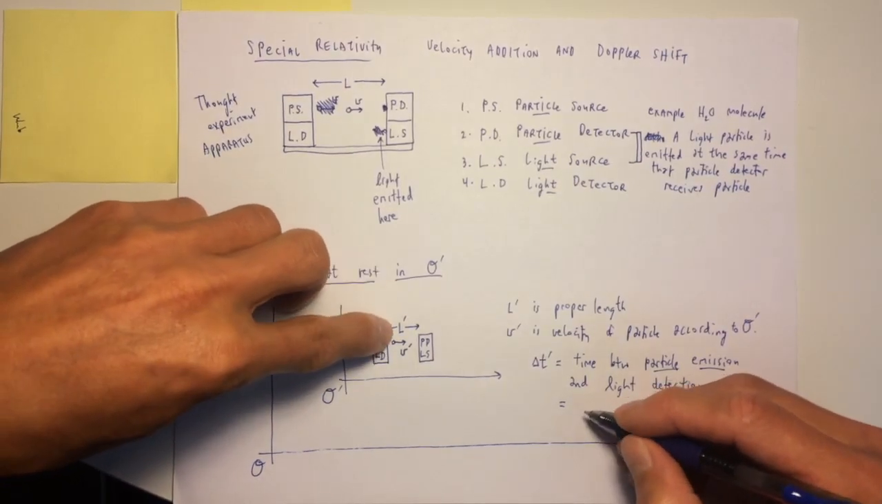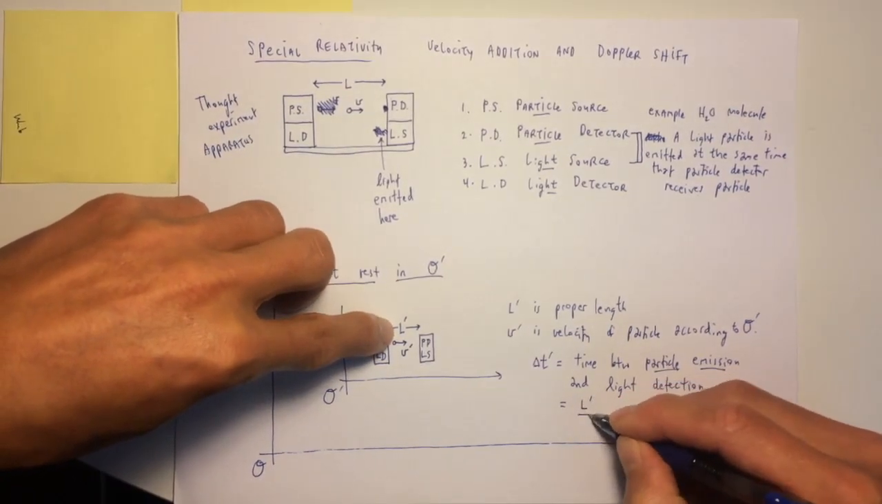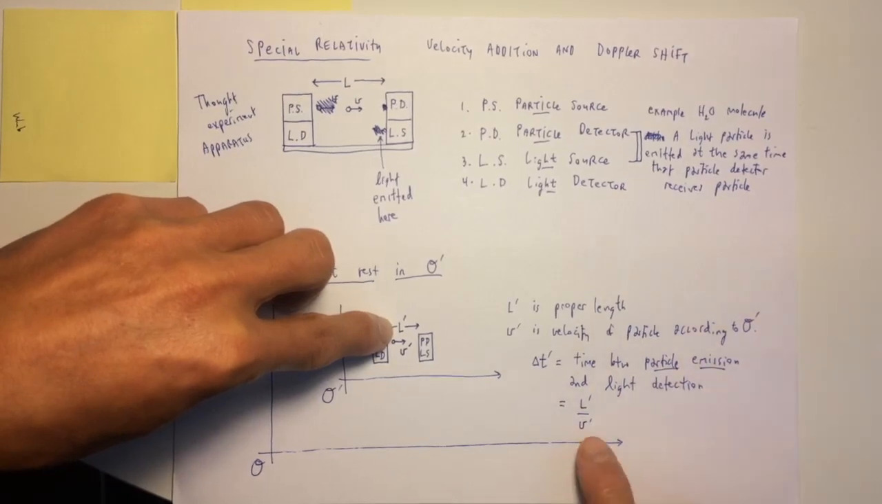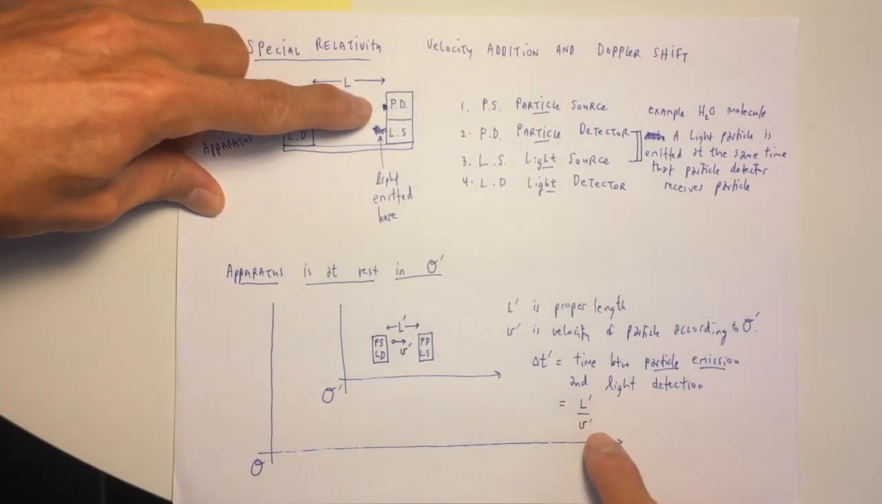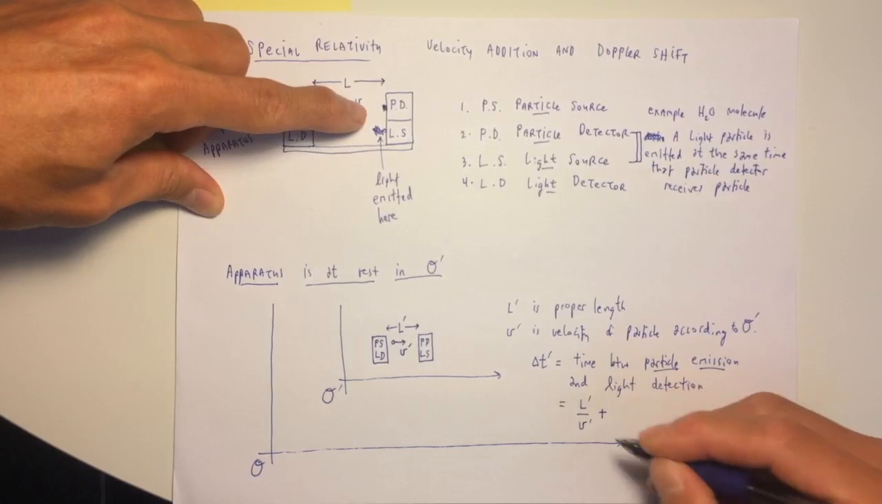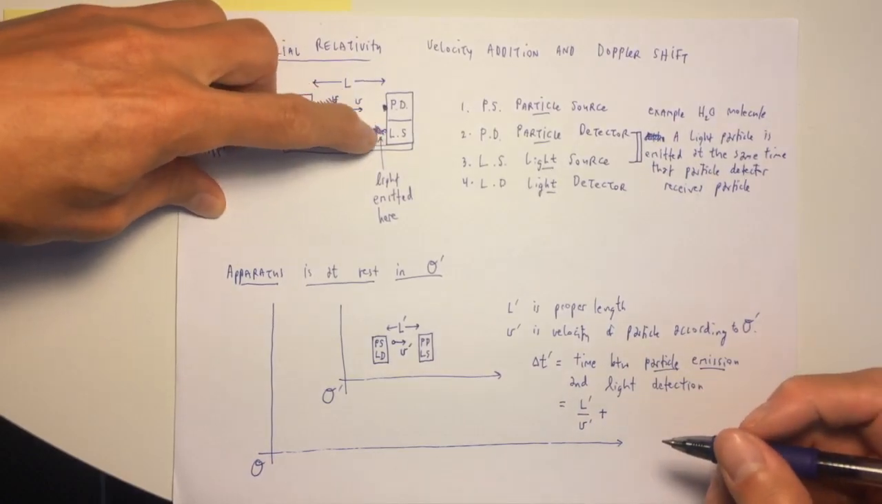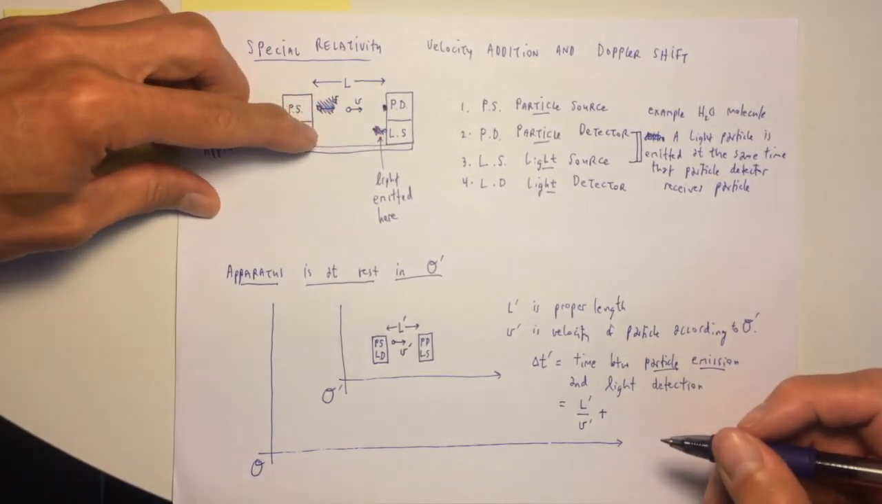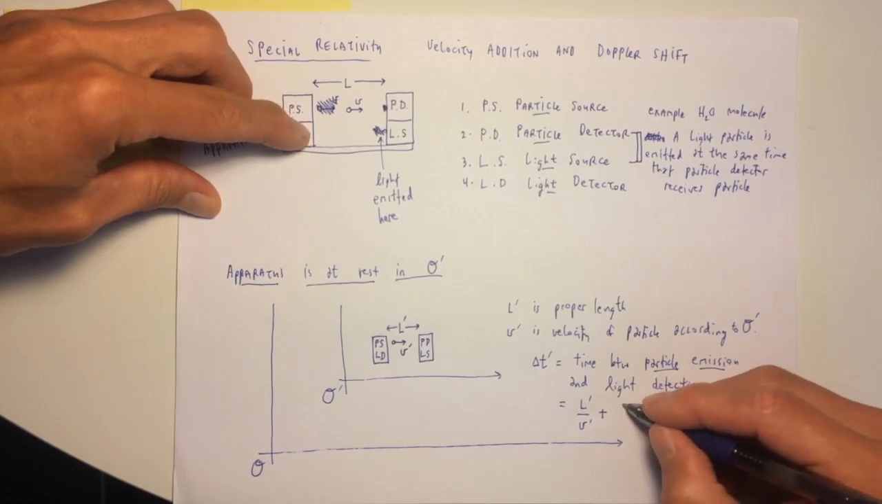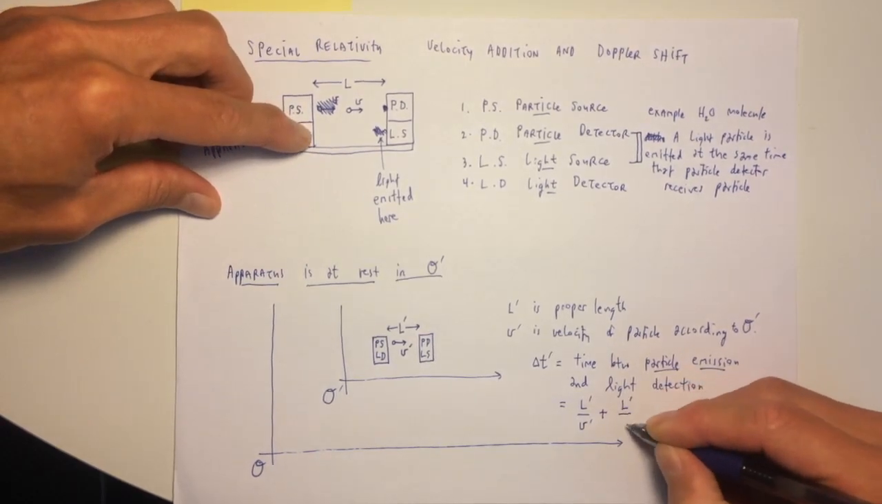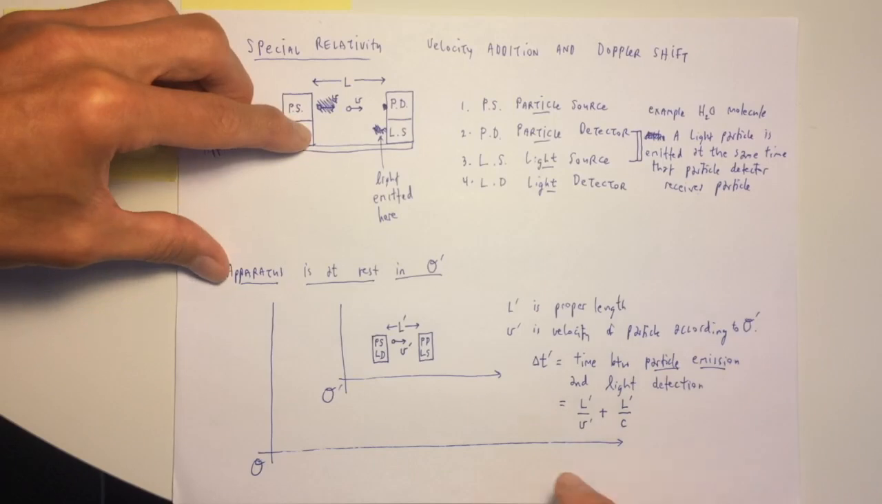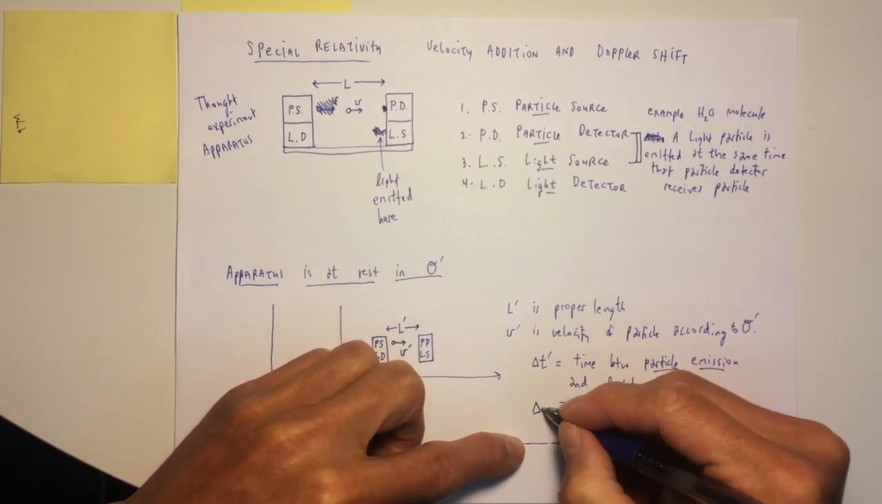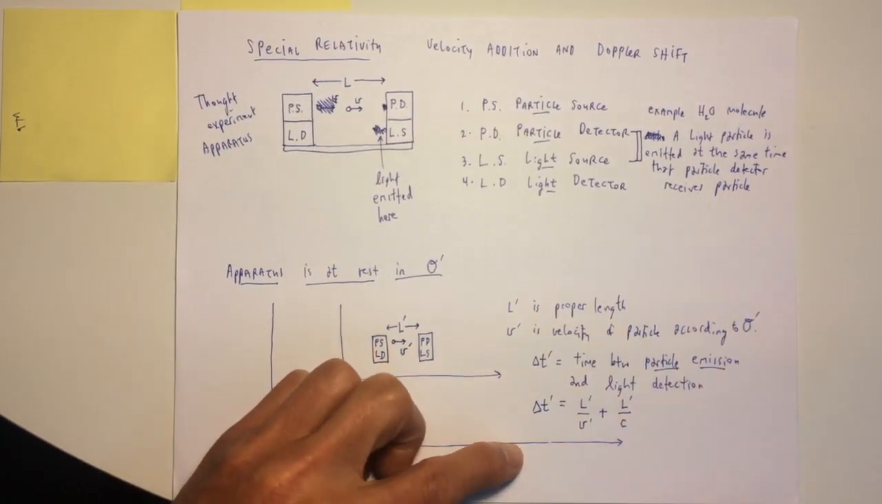So that's the time for the particle to make the outbound trip, L prime over v prime, plus the time for the light to cross at the speed of light the same distance. So same distance, but at the speed of light, right? And that's the total amount of time for the trip.